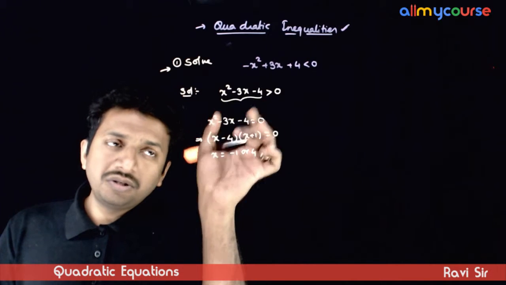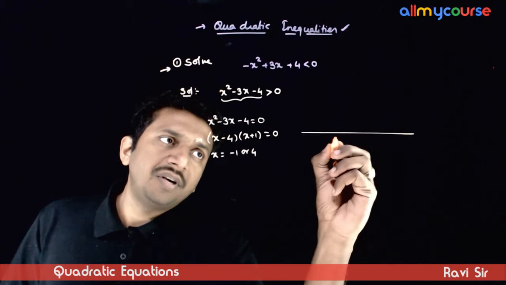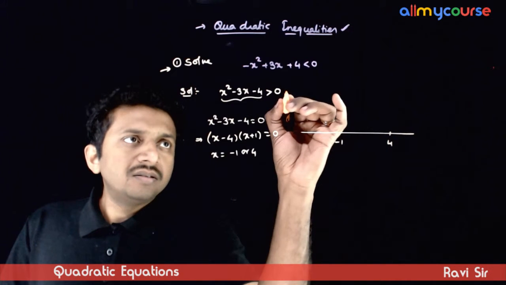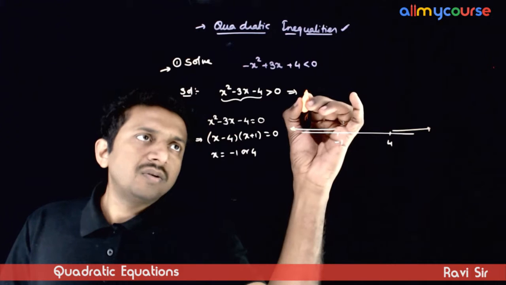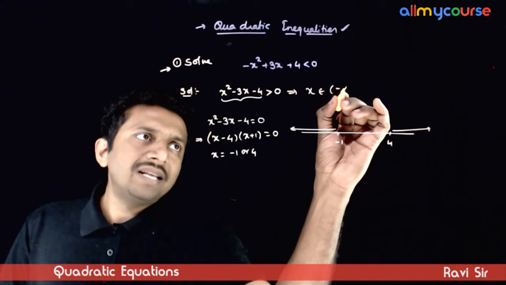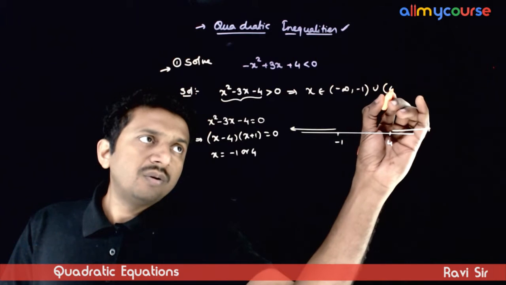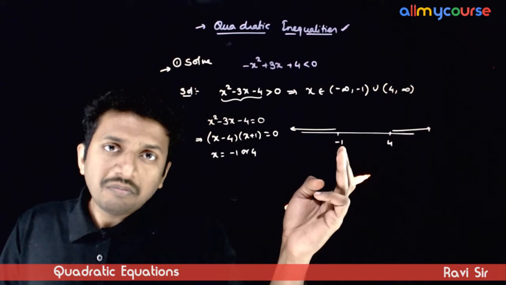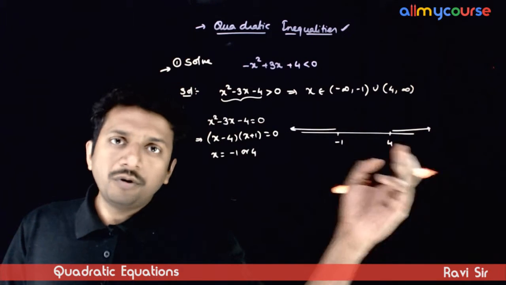So what is the solution to this inequation? X lies outside the roots. So if you take the real line, minus 1 and 4. So x lies outside the roots. So x belongs to minus infinity to minus 1 open union 4 to infinity. Minus infinity to minus 1 open because there is no equality here, and 4 to infinity.